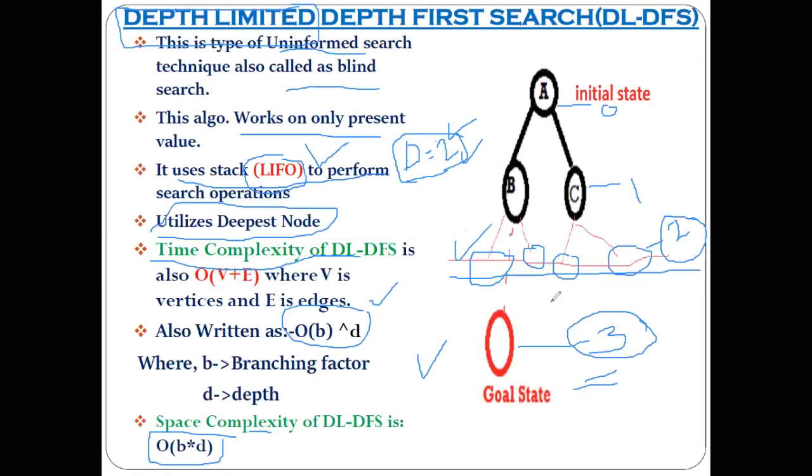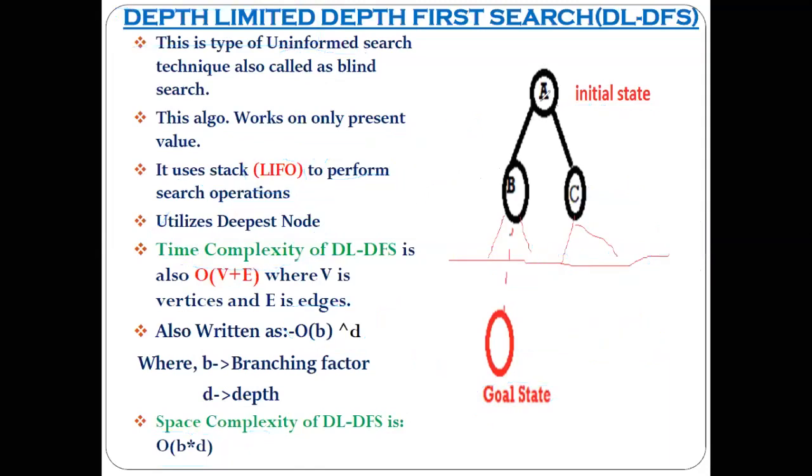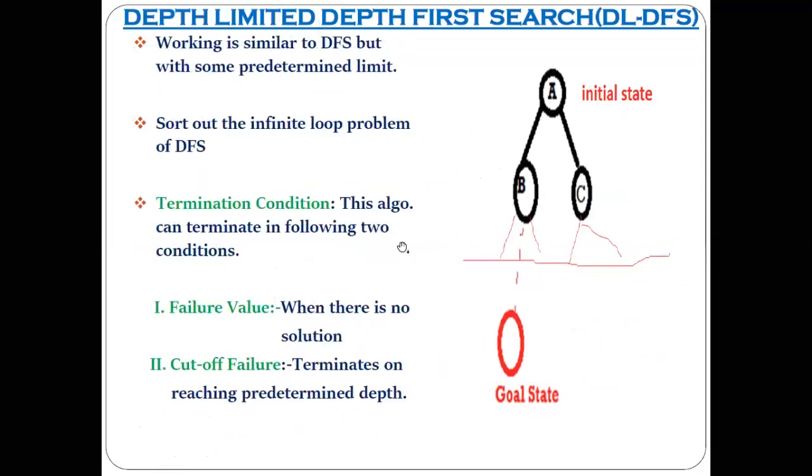Understood? And that is the reason if the depth limit is less than the depth where the goal state is present, the AI agent will not be able to reach the goal node. Yes or no? Yes, sir. There are some advantages and some disadvantages also. First we apply this characteristic to the example, and then we see the advantages and disadvantages.